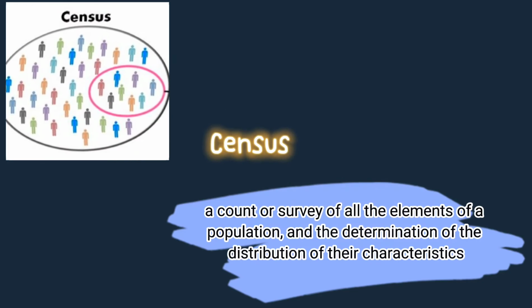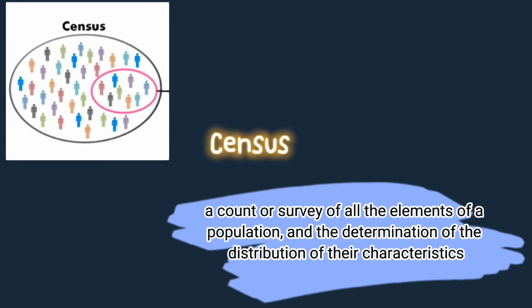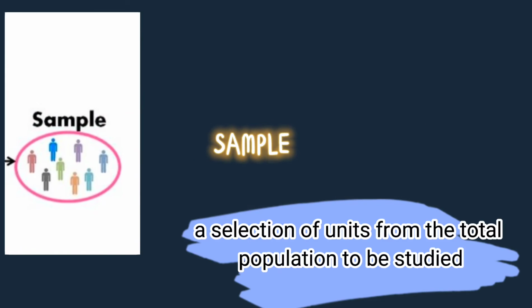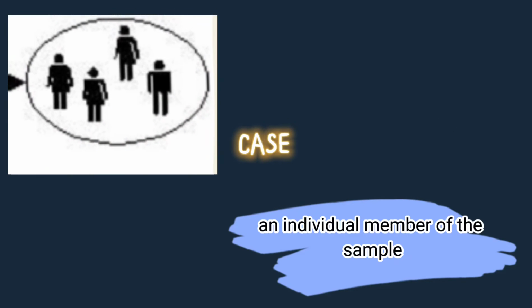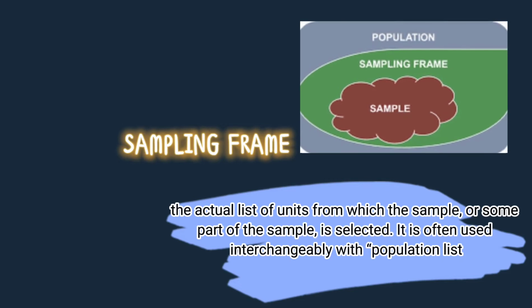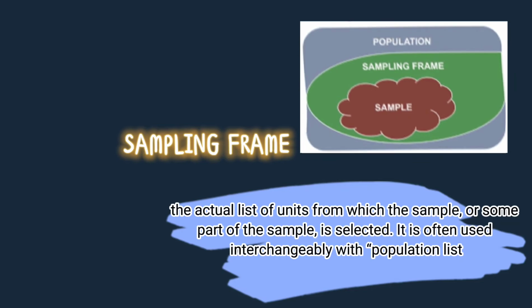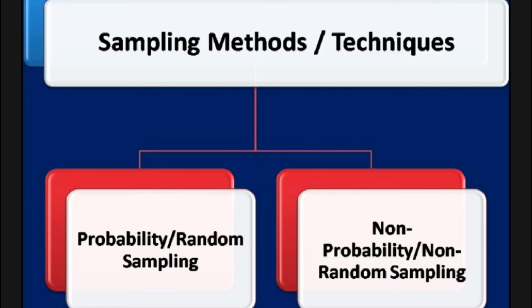Census. A count or survey of all the elements of a population and the determination of the distribution of their characteristics. Sample. A selection of units from the total population to be studied. Case. An individual member of the sample. Sampling frame. The actual list of units from which the sample, or some part of the sample, is selected. It is often used interchangeably with population list. It is useful to distinguish between 2 basic types of sampling methods: probability sampling and non-probability sampling.